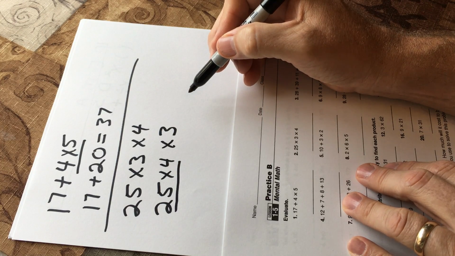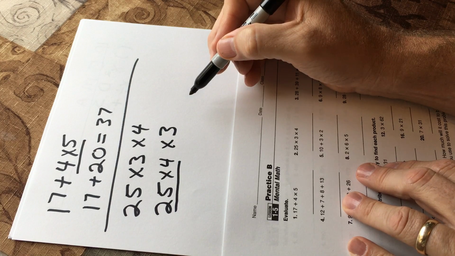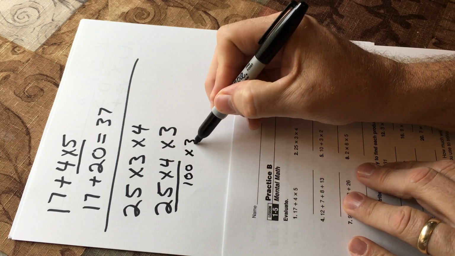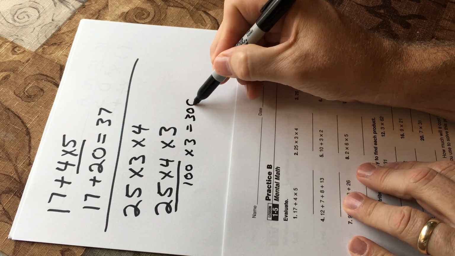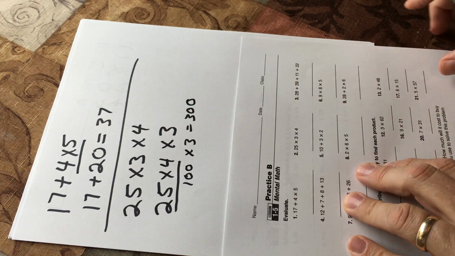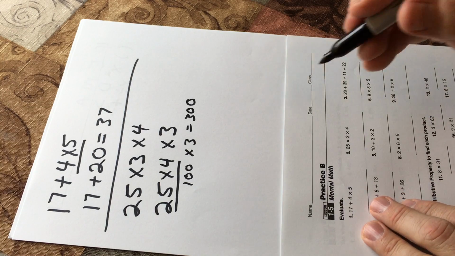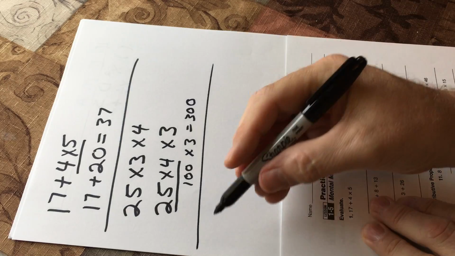Because we all kind of know that 25 times 4 equals 100. And then our times 3 would give us 300. Well, can I do that? Well, yes, you can. There is a rule called the commutative property of multiplication that allows us to do this.